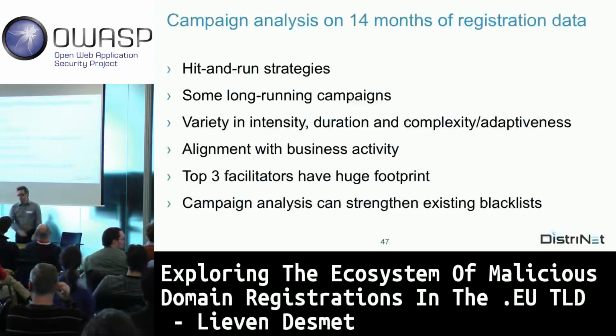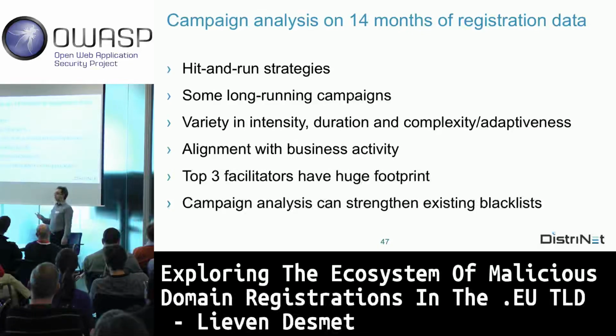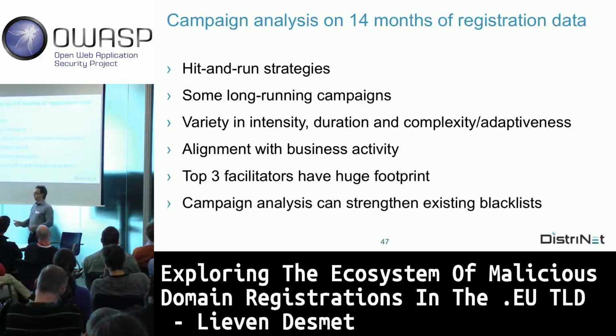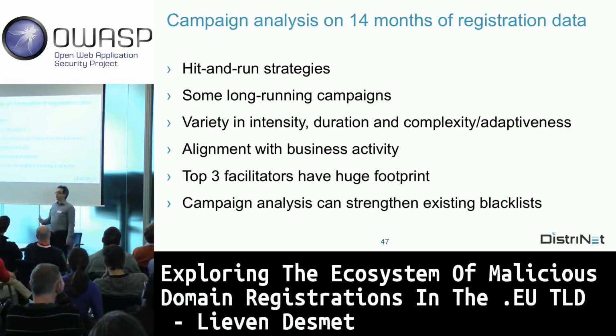So let me conclude. We analyzed 40 months of registration data. We saw the hit and run strategies already mentioned in literature. We saw some very long-running campaigns, and some of the campaigns already started at the beginning or were even continued after our dataset was ending. So it means that this is an underestimation of how long campaigns are running. We see variety in intensity, duration, but more important, we see a variety in how adaptive they are to lure around the blacklist services.